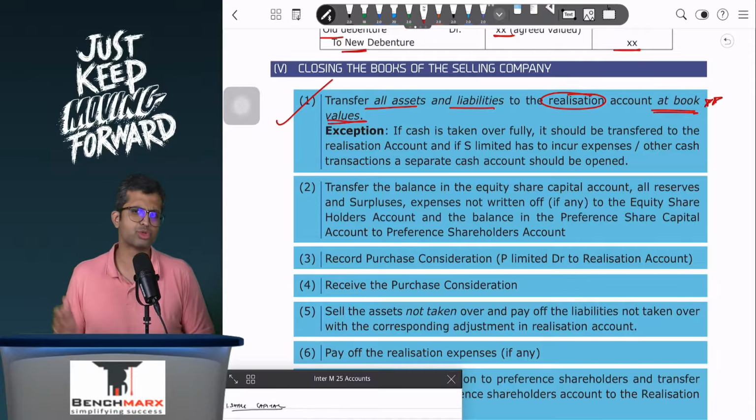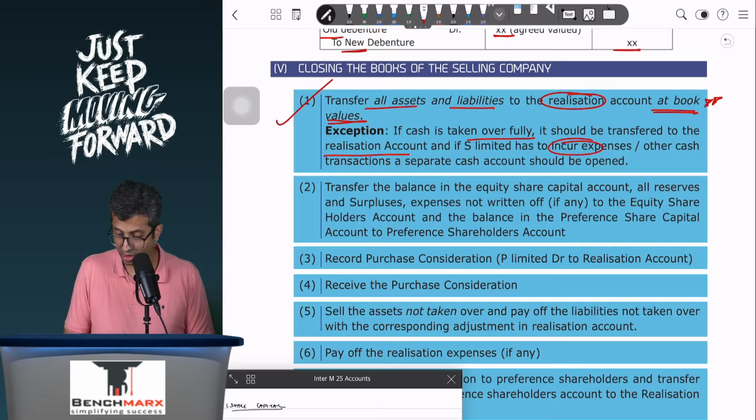The only exception over here possible is, let's say for cash, if cash is not taken over, or if cash is going to be used for paying certain expenses, then you will not transfer cash to the realization as of now. You will show cash account separately. If cash is taken over fully, it should be transferred to the realization. But if S is to incur certain expenses or other cash transactions, then a separate cash account should be prepared. Second step, transfer the balance in equity share capital and all reserves and surpluses or expenses not yet written off to the equity shareholders account, and balance in preference share capital to the preference shareholders account.